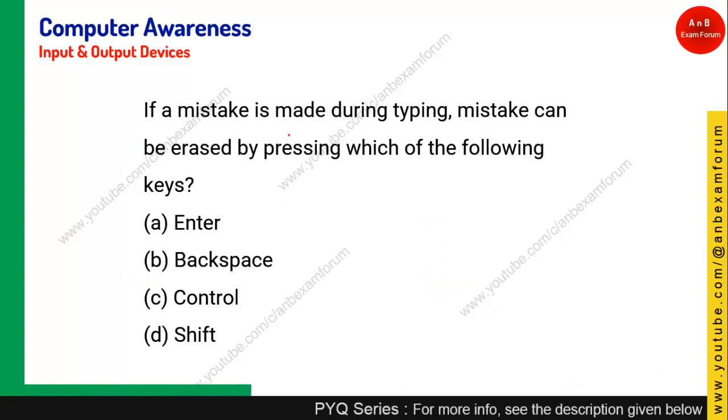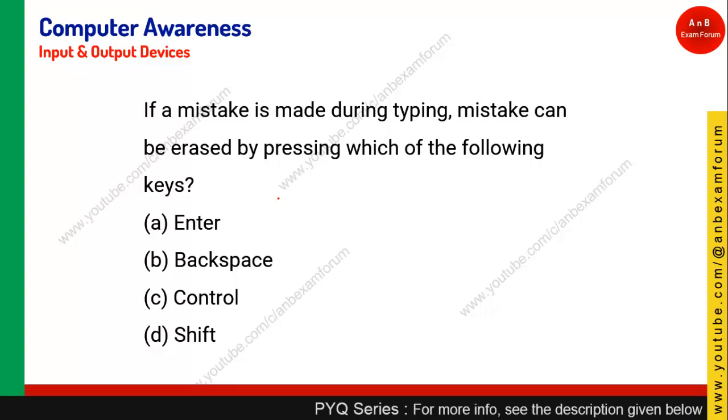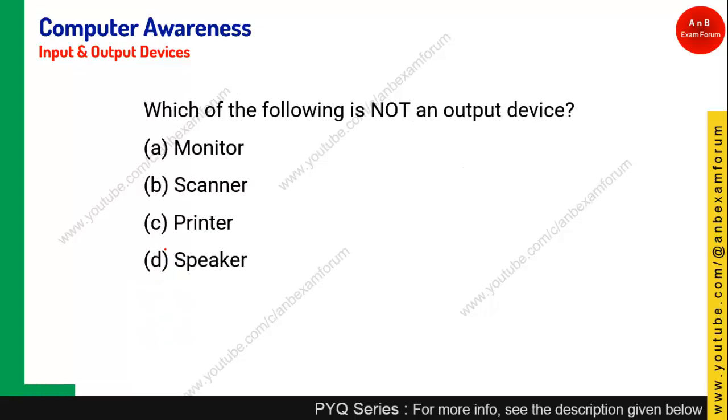Coming to the next question, if a mistake is made during typing, the mistake can be erased by pressing which of the following keys? So a keyboard has a number of keys, and they are asking which key is used to delete the mistake. If you are computer savvy, and nowadays everybody knows, with the help of backspace you can erase the mistake that you have done. So option B is the right answer. These are very simple questions we have seen in the previous year questions, especially for the RRB exam.